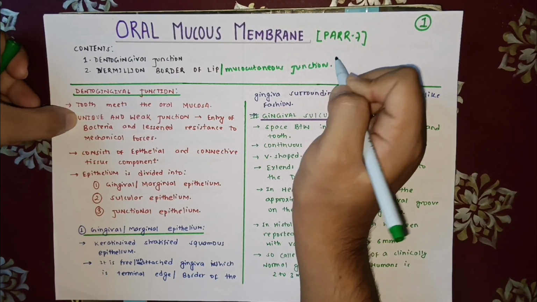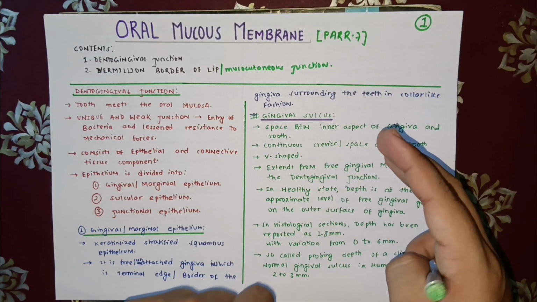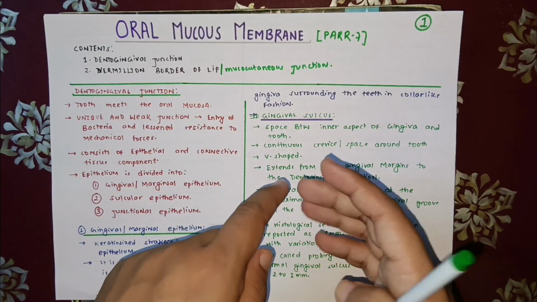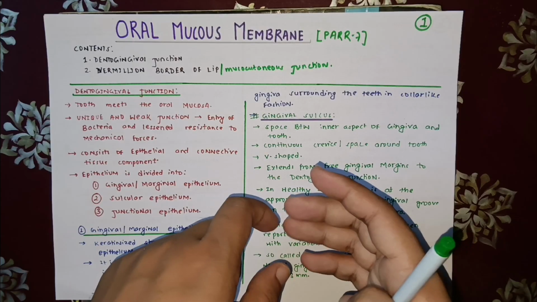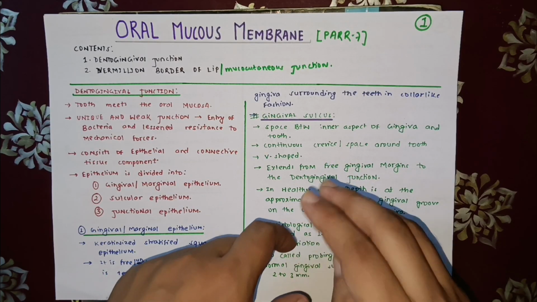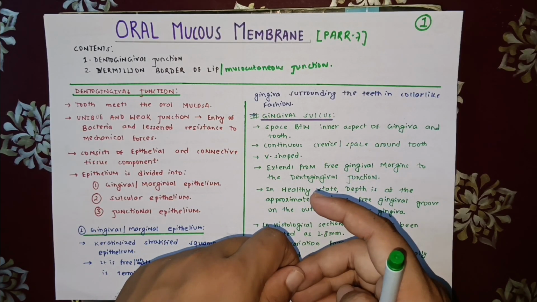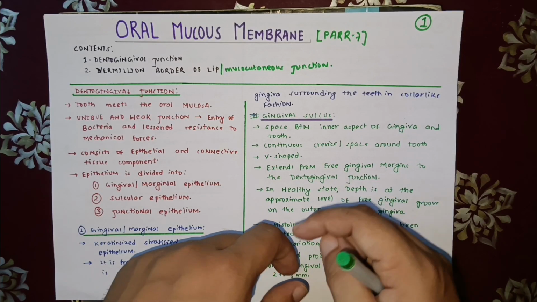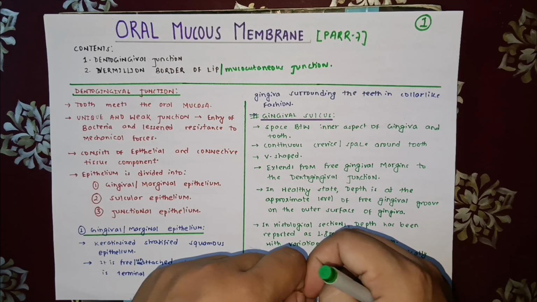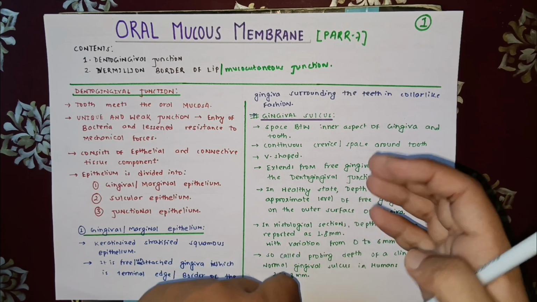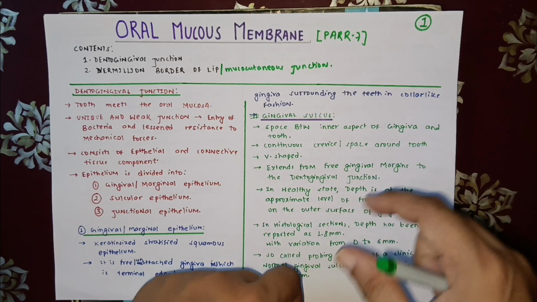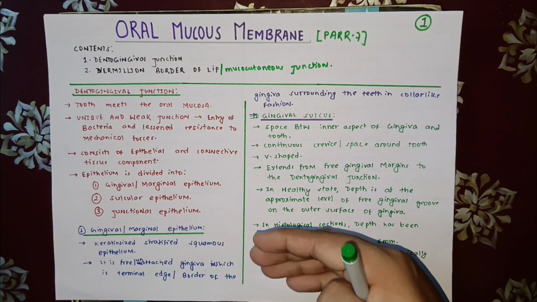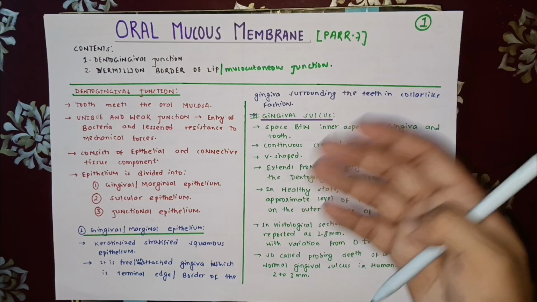So we have 3 different kinds of junction. One is the mucocutaneous junction, that is the vermilion border of the lip, where the skin and the mucous membrane of the oral cavity meet. Another is the dentogingival junction, where the gingiva and the tooth meet. The third is the mucogingival junction, which I have discussed previously, where the alveolar mucosa and the gingiva meet.